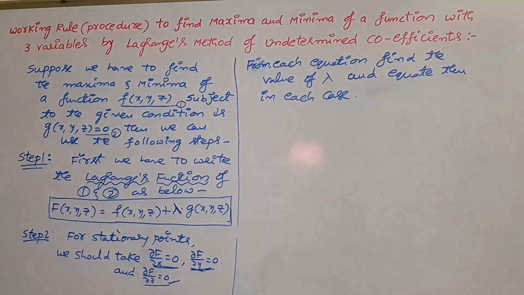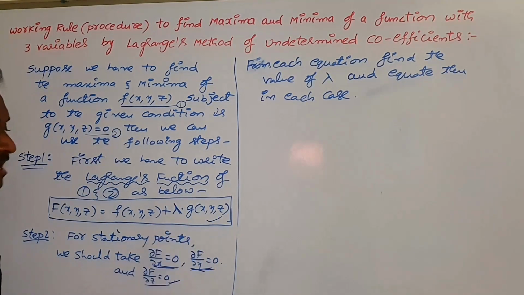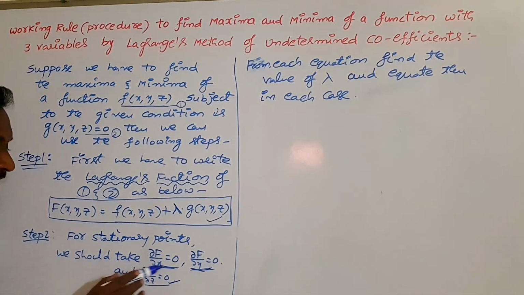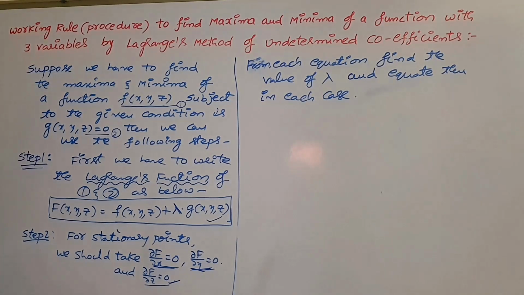Okay, first of all we have to write the Lagrange's function of given function and the condition like this. After that we have to take the partial derivative of this Lagrange's function capital F with respect to x, y and z and blindly equate them to 0, otherwise we can't get the stationary point, we can't get the maximum and minimum also. Okay, so from these three equations, from each equation obtain the value of lambda. So here you will get a lambda value, here you will get a lambda value, here you will get a lambda value. So all lambdas are same, that's why we have to equate lambda values here.